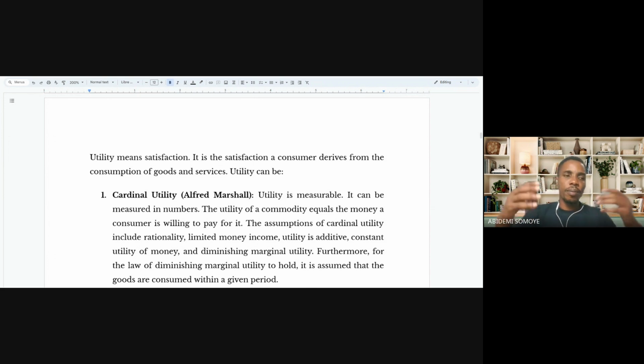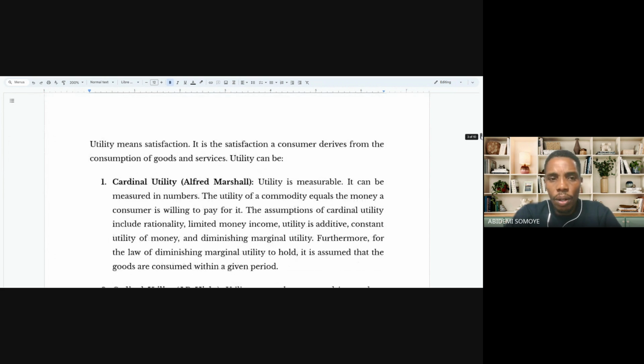All right, so the satisfaction you derive from buying a phone, buying a shoe, going to the hospital, and the doctor attending to you. All right, so the satisfaction you derive from the consuming activities that you carry out, whether it's buying a good or purchasing a service. Now, under utility, we can categorize it as cardinal and ordinal utility.